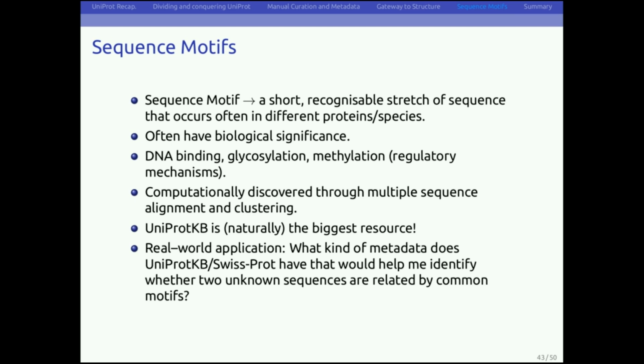So remember I said that two sequences that come from related species will often have common sequence motifs. So think about working top-down. There are two approaches here. The bottom-up approach is that you have the two sequence motifs and you're trying to discover what organism it is. The top-down approach is what I'm asking here, which is you have two organisms, for instance, and you have two unknown sequences, and you're trying to determine what metadata you could use inside SwissProt to determine whether these sequences are related by sequence motifs, and if so, what those organisms could be.